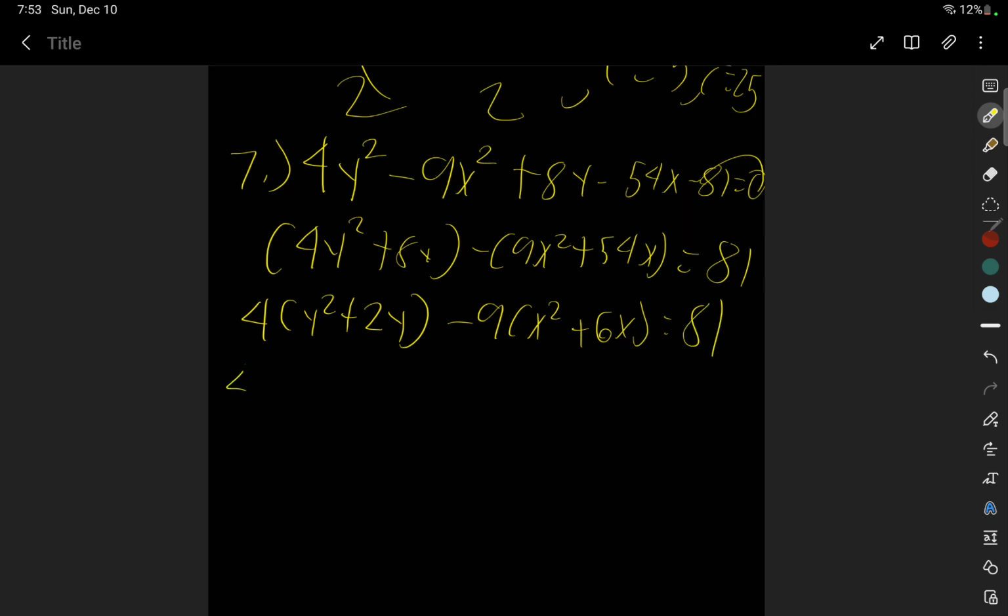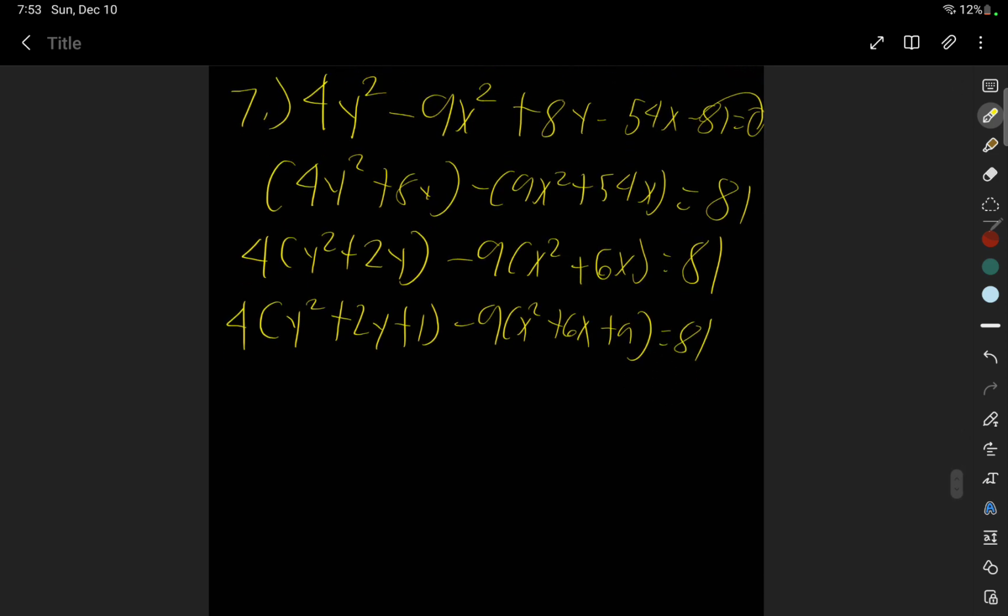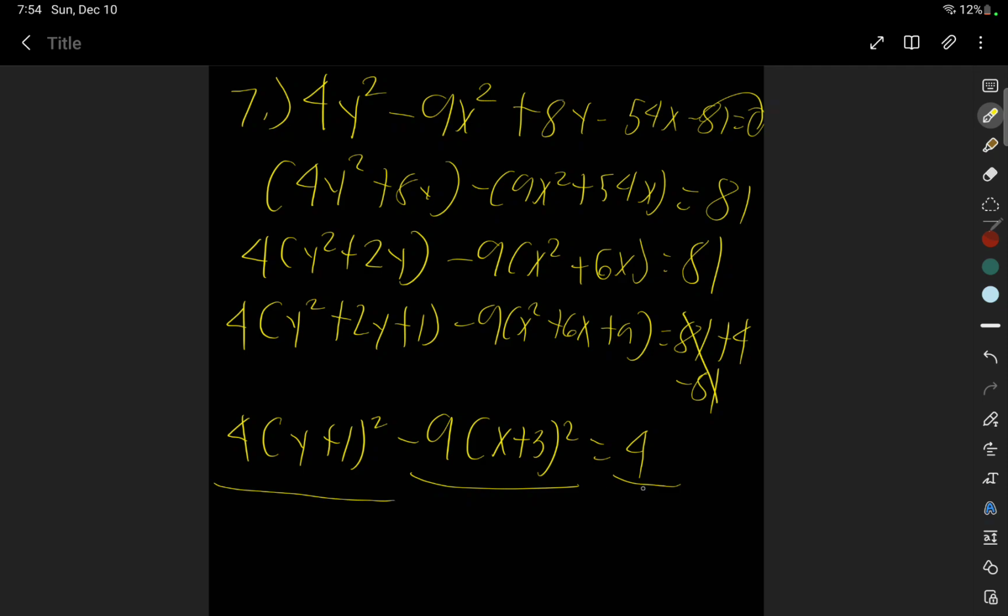And then, completing the square, y squared plus 2y, 2 divided by 2, 1, 1 squared, 1, minus 9 times x squared plus 6x, 3 squared, 9, minus 81 equal to 0. Okay? Equal to 81 pa lang. And then, mag-add tayo ng 4 times 1 plus 4, and then minus 81. Additive inverse cancel. So may 4 times (y + 1)^2 minus 9 times (x + 3)^2 equal to 4.